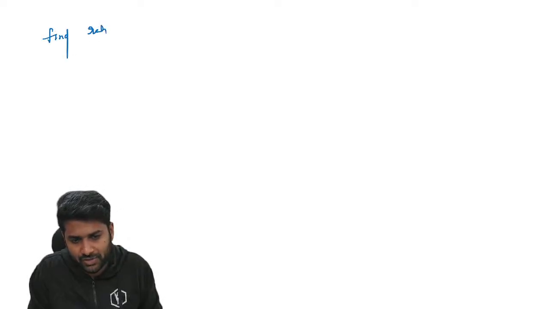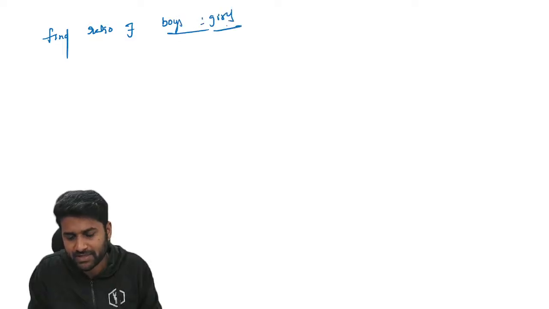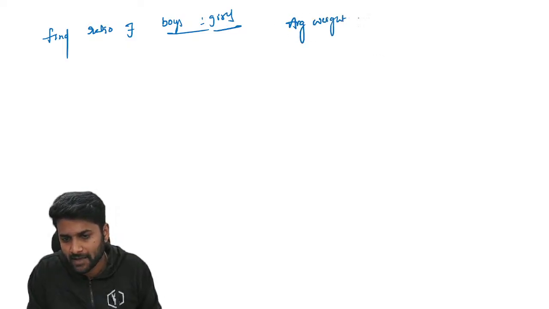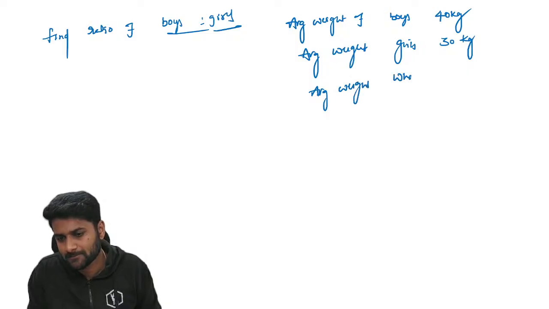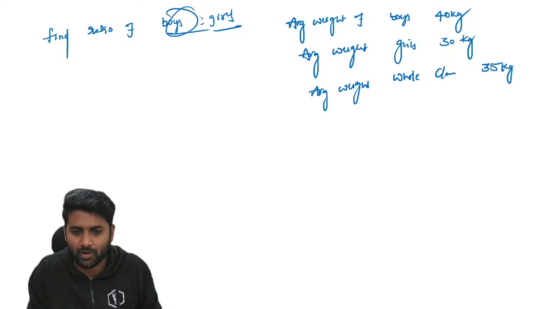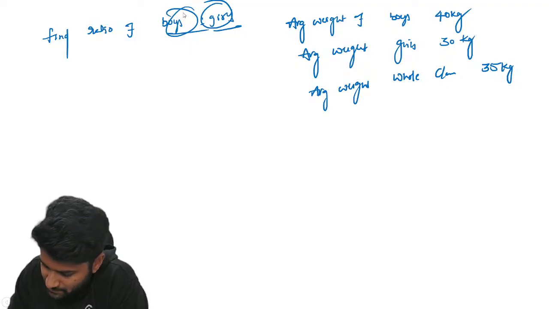For example, let me give an example. Find the ratio of boys and girls. Just try to solve this question. We need to identify the ratio of boys and girls. Average weight of boys is 40 kg. Average weight of girls is 30 kg. Another piece of information, the average weight of the whole class is 35 kg. What is the ratio of the number of boys and the number of girls? Try to solve this question.